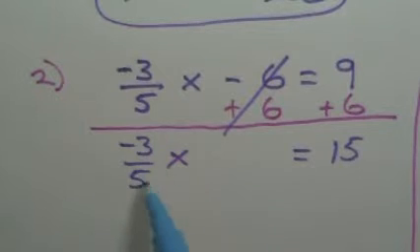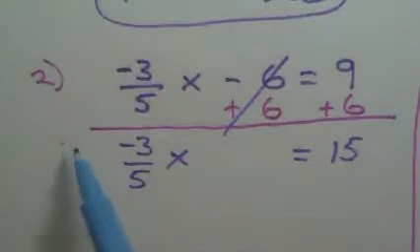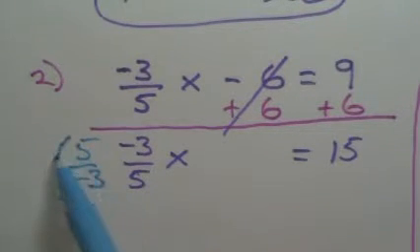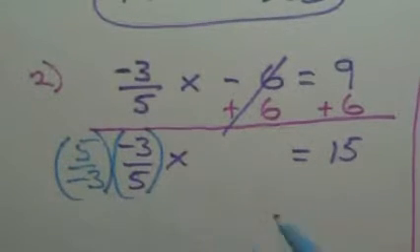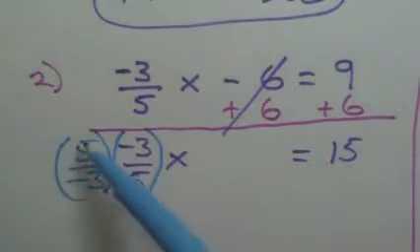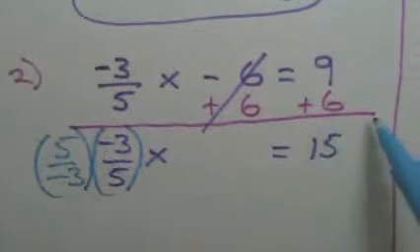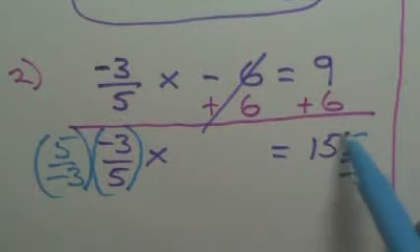Okay, so we want to get rid of this coefficient here. So we're going to multiply by its reciprocal. So that's going to be 5 over negative 3. And if you want to, you can put parentheses around that one. So I used 5 over negative 3. I multiplied on both sides. Do it over the other side, so put on the other side 5 over negative 3.